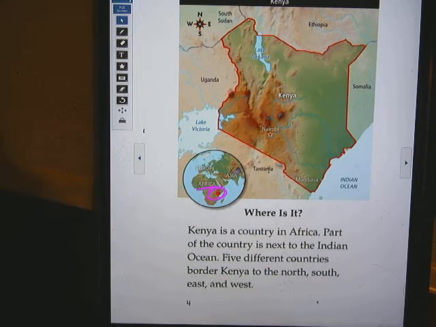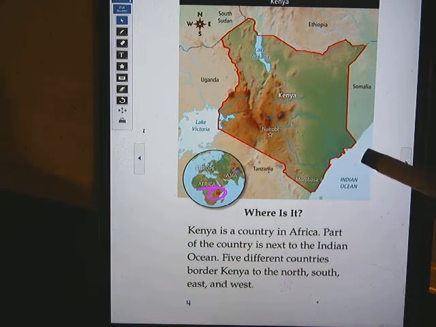Where is it? Kenya is a country in Africa. Part of the country is next to the Indian Ocean. 5 different countries border Kenya to the north, south, east, and west.